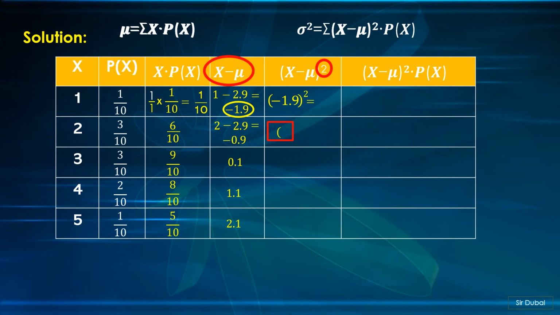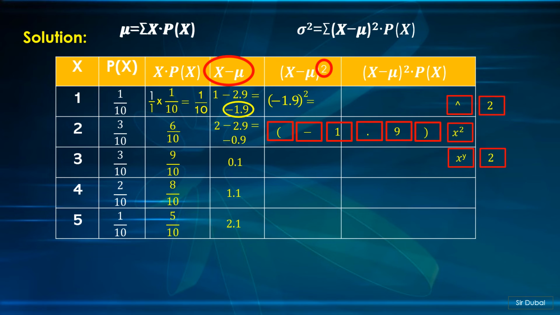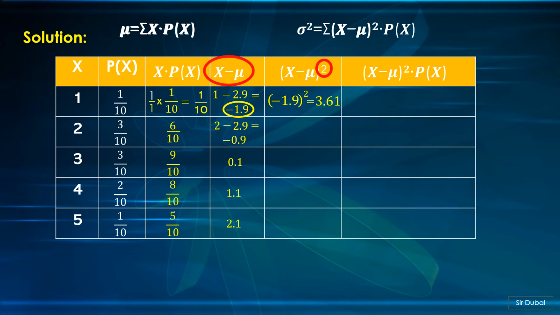So the process is, we're going to type in open parentheses, then negative, then 1, then point, then 9, then close parentheses. In calculators, there are many symbols that represent the power of 2. Either we're going to use the caret together with a 2, or we're going to use the x squared key, or we're going to use x to the power of y with a 2. So it is equal to 3.61.